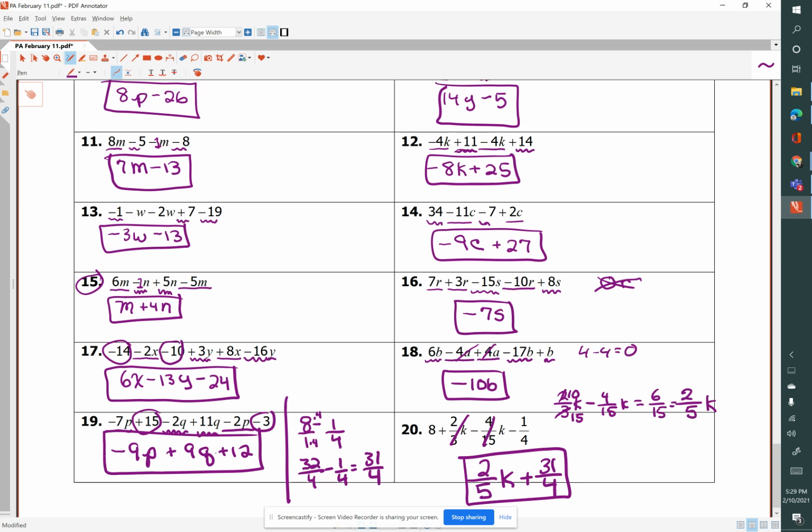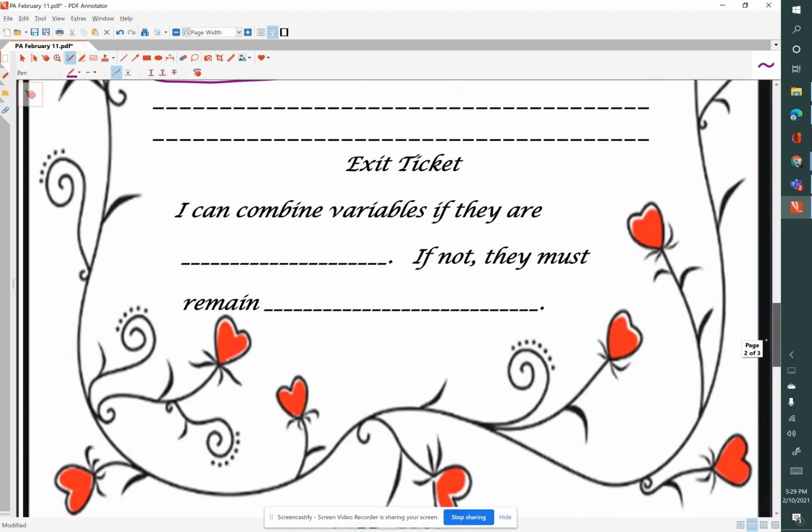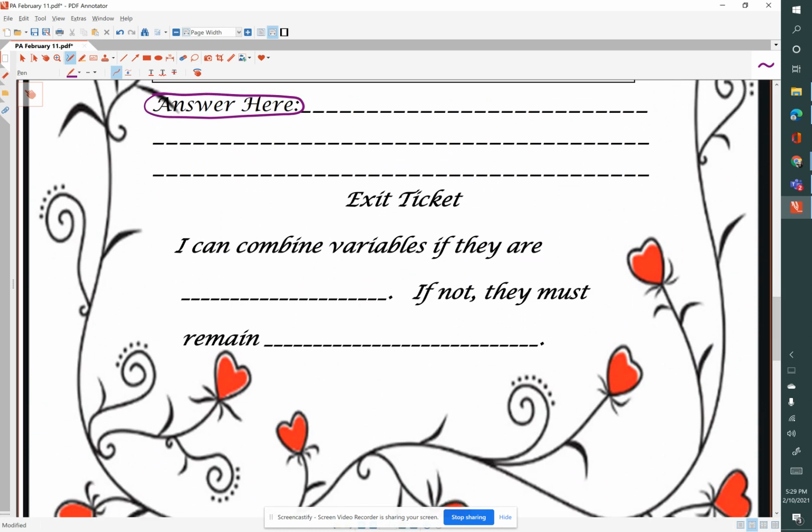If you need a little extra practice on those fractions, make sure you let me know. But remember, our rule is that when we add or subtract fractions, we have to have like denominators. So make sure you know your multiplication facts. So let's go back to our exit ticket, and it asks the statement, I can combine variables if they are alike, meaning they have to be the same. If not, they must remain separate.